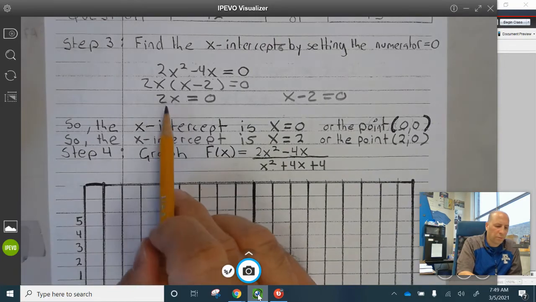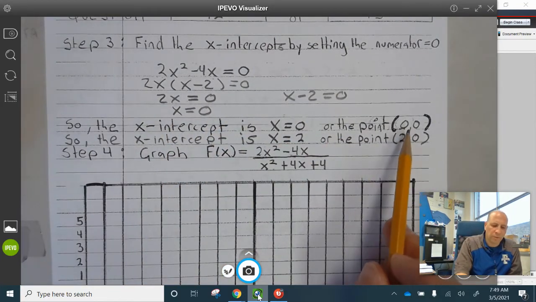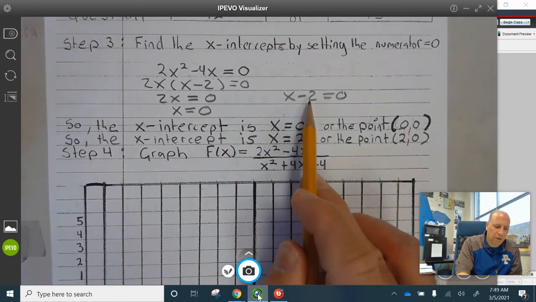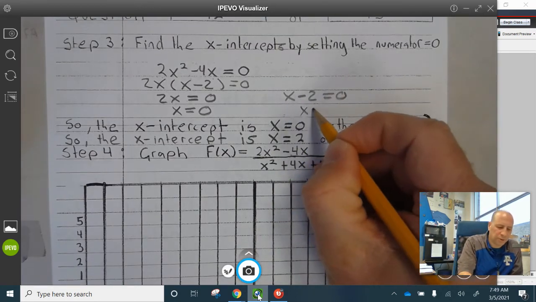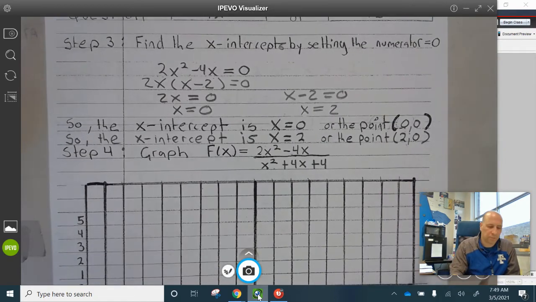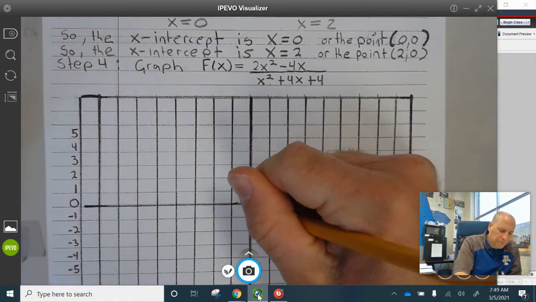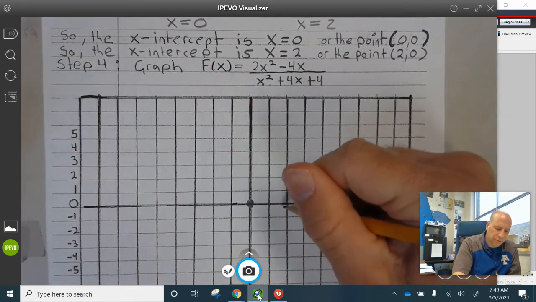Well, you ask yourself, what do you multiply 2 by to give you 0? The answer to that is x equals 0. So we have a point at 0, 0 for the x-intercept. Here we know that 2 minus 2 equals 0, so x equals 2. So we have an x-intercept at 2, 0. Okay, so let's go ahead and graph those points. 0, 0 and 2, 0.